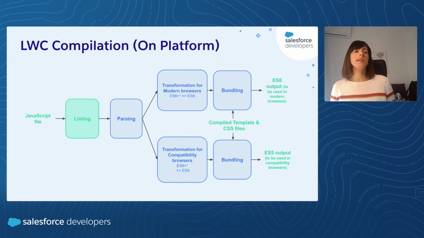So the second branch is the one that will generate the output that will be used in compatibility browsers. Those browsers that are not able to support ECMAScript 6 features, such as Internet Explorer 11, for instance, and other experiences, right?